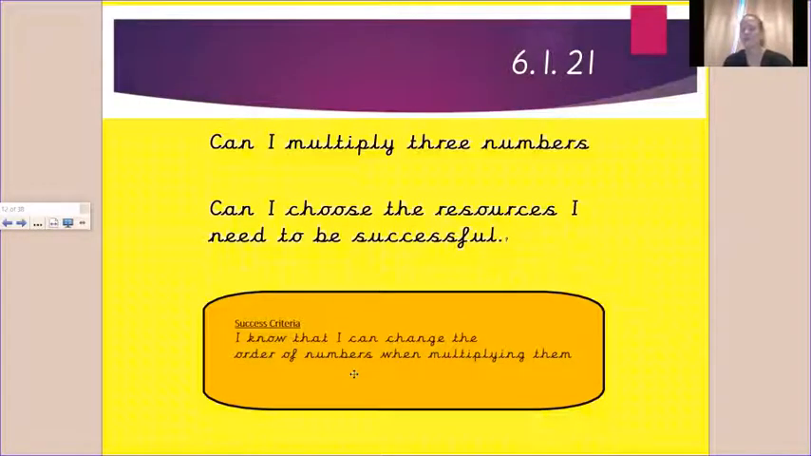So in today's lesson, we will be looking at multiplying 3 numbers. We'll also be looking at choosing resources we need to be successful. So what do we need to make sure that we can answer all these questions? So our success criteria today, we're going to look at, I know that I can change the order of numbers when multiplying them.